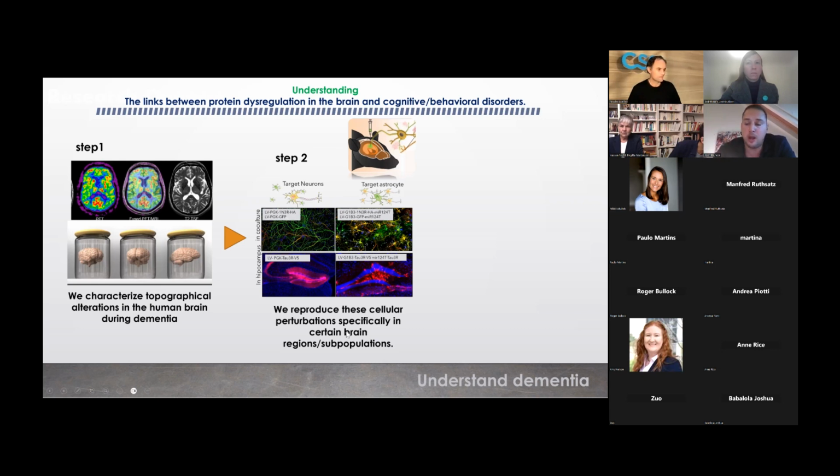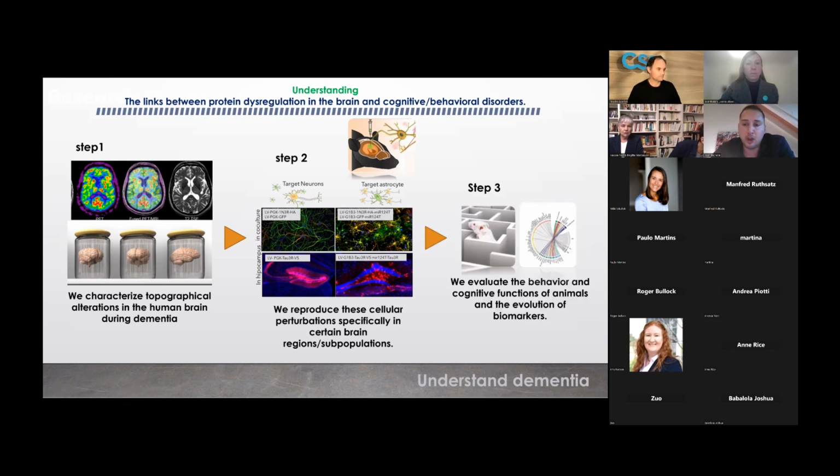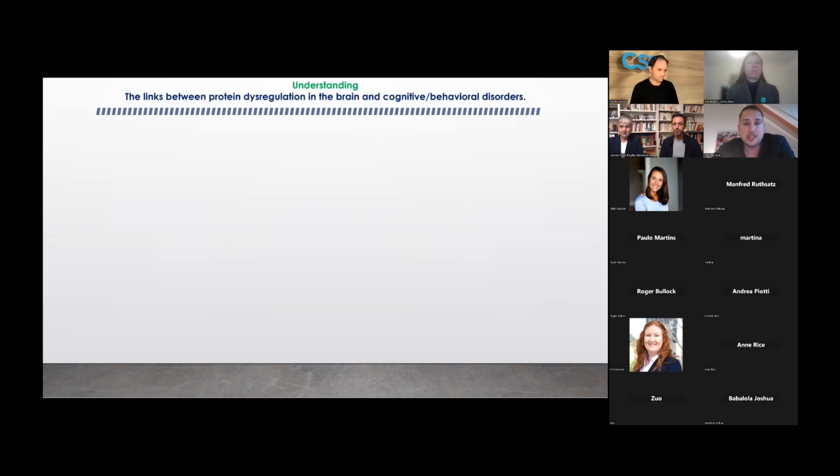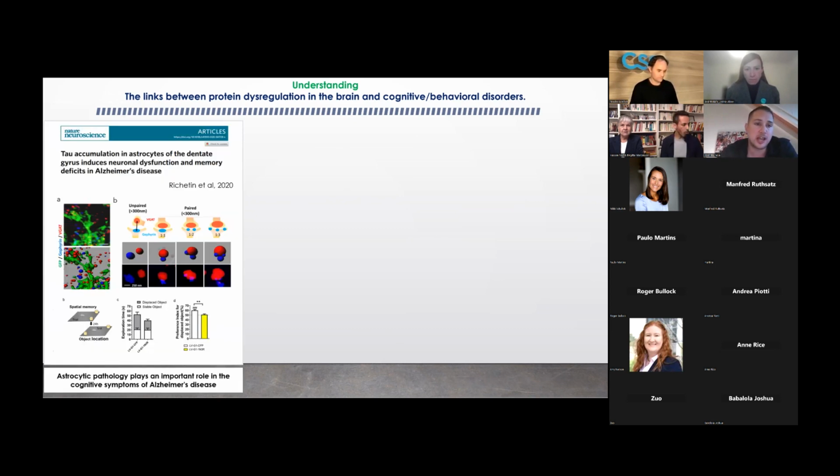It's a very general method. And after, we try to understand if we have a link between this dysregulation of one region or one cell and the behavior of animals. And if we use this different technique, we publish different papers suggesting that, in fact, the astrocyte, a cell very abundant in the brain, is also affected by this accumulation of tau protein. And very interestingly, if we reproduce this accumulation in animals, we can induce also different memory disorders in these animals.